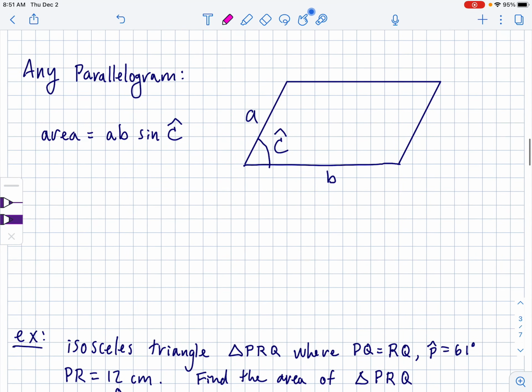All right, that's that one. Oh, you guys, the area of any parallelogram is just going to be AB sine C. That's because if you chop it into two triangles, each of those will be 1/2 AB sine C, but if you have 2 halves, that makes a whole. So if you need to find the area of a parallelogram, just use AB sine C.